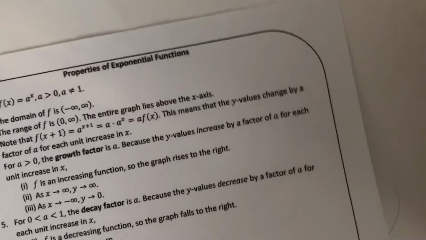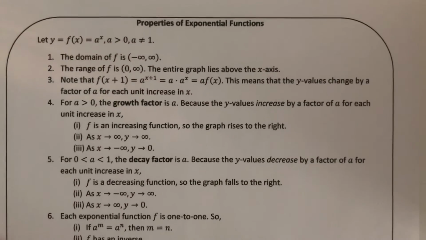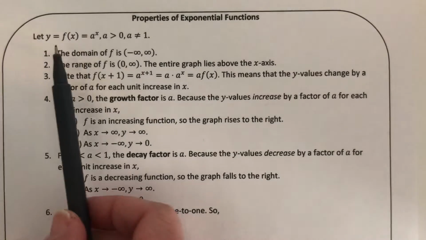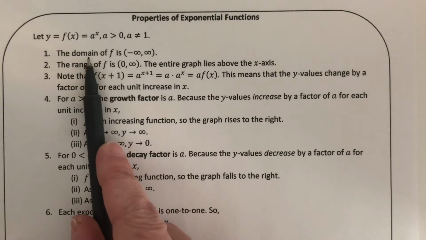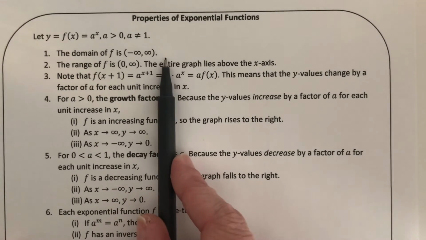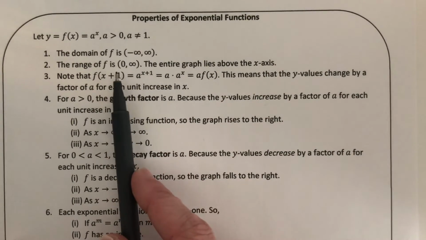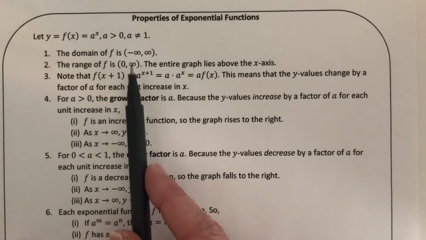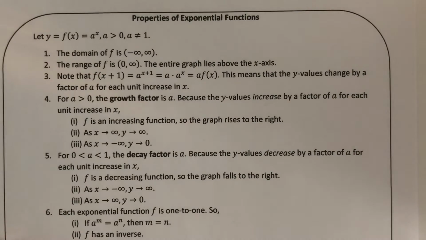So let's talk about just a summary of our properties here. So in the beginning here, we're talking about just a general exponential. The domain of the exponential is -infinity to +infinity. The range, there's no way you can get a negative answer. So your range is 0 to infinity. 0 is not included. And the entire graph lies above the x-axis. Okay.